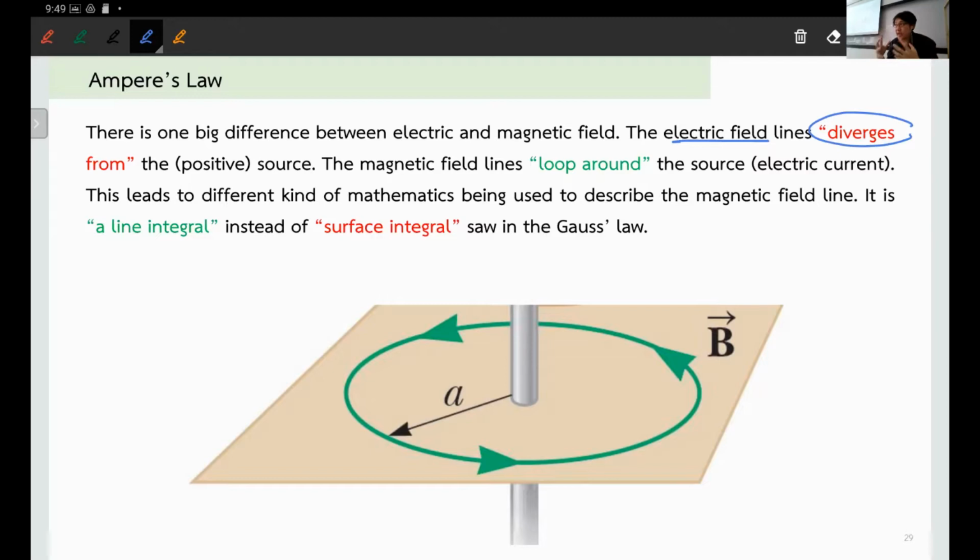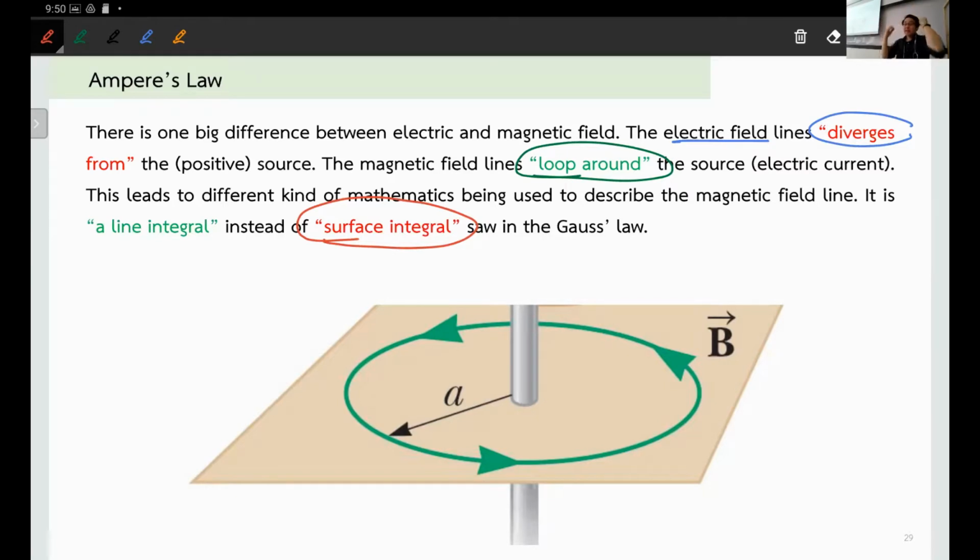So that's why, with the magnetic field, you usually deal with loops of the magnetic field, not the bursting out of the field lines. It's a circular pattern of the magnetic field. So this is what is happening: the magnetic field seems to go in a loop, not diverge. In Gauss's law, what you did was a surface integral because you wanted to calculate the flux, right? Remember, you wanted to know how many lines actually penetrate through your surface. That was Gauss's law.